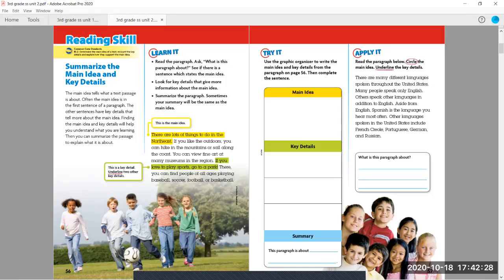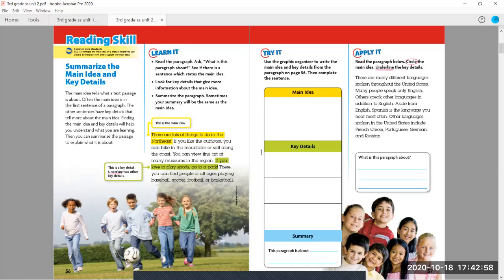So we're going to go through and we're going to circle our main idea. Now, our main idea, like we said, a lot of times is the first sentence in the passage. So we know after reading this, the main idea tells us that there are many languages that are spoken throughout the United States. So you would be circling this first sentence, these first two lines. Now, when we're talking about different languages, we're going to underline the things that tell us about the different languages.